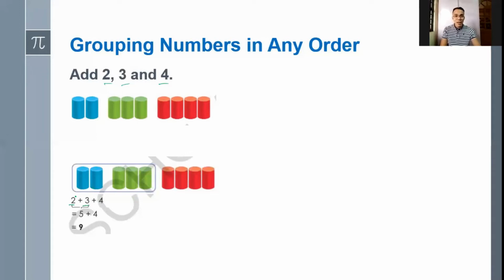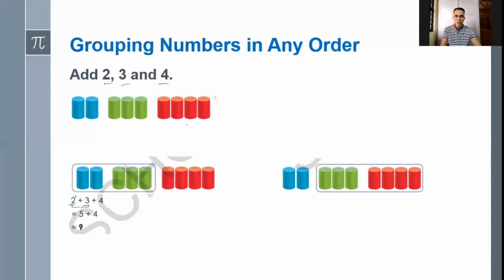If you don't like to add the first two numbers first, then there's always another way, which is to add the last two groups or the last two numbers. So in this case, I can add 3 and 4 first. 3 and 4 make 7, and then 2 plus 7 make 9. Therefore, there are 9 cylinders, or 2 plus 3 plus 4 is 9.